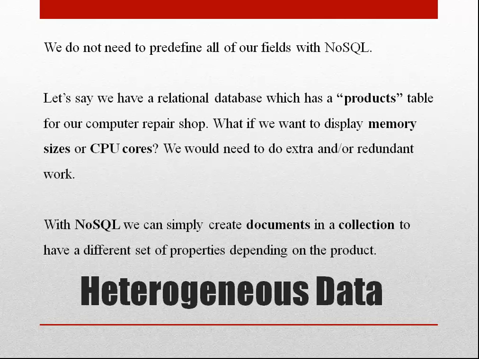With NoSQL, you can just have a products collection. You can have memory with the size of however much memory it is on one item, and then you can have a CPU for the next product, and you can have cores as a field on that item. So you can just create your schema on the fly as you go, and that brings us back to scaling. Obviously, it's really easy to scale because you can just create new fields as you go.